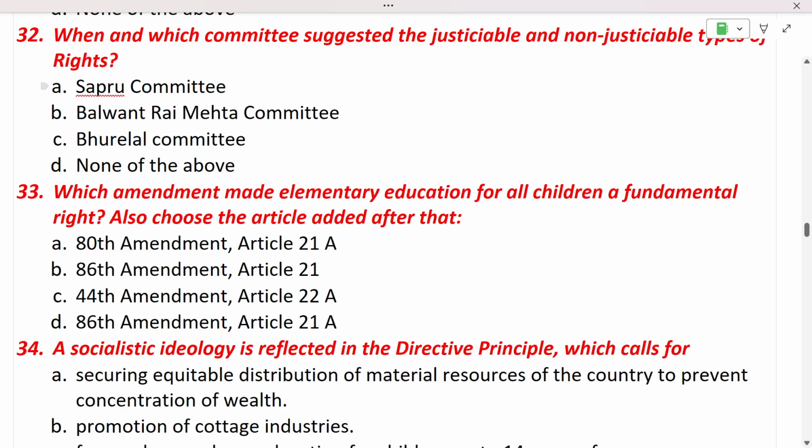Next, question number 33. Which amendment made elementary education for all children a fundamental right? Also choose the article added after that. Option A, 80th Amendment, Article 21A. Option B, 86th Amendment, Article 21. Option C, 44th Amendment, Article 22A. Option D, 86th Amendment, Article 21A. So the answer is D.